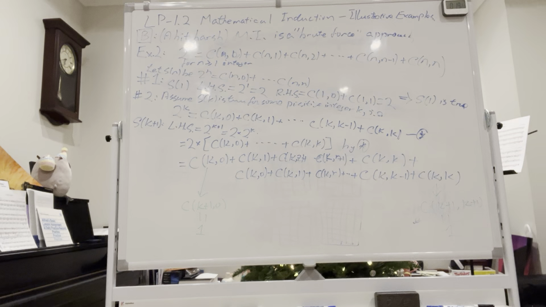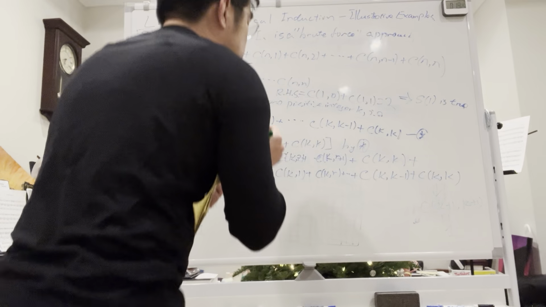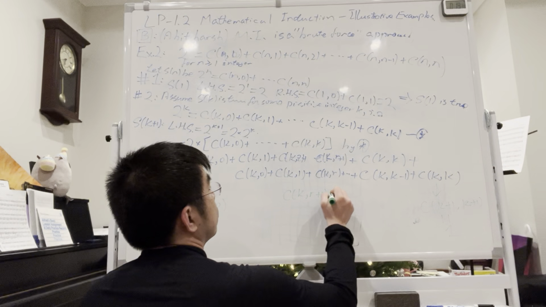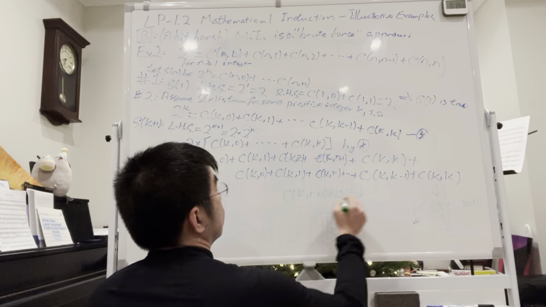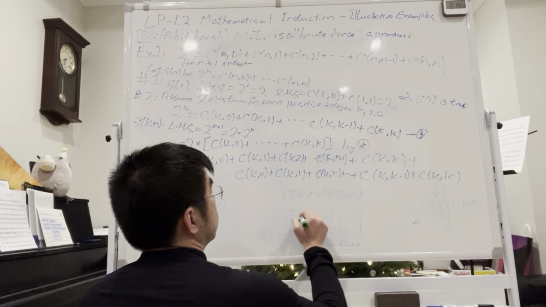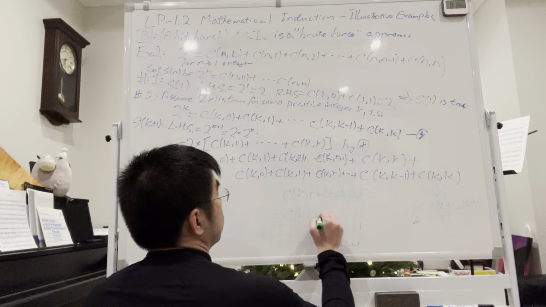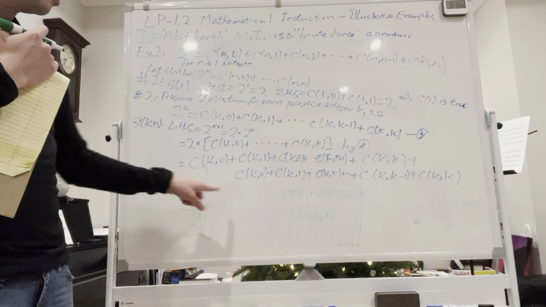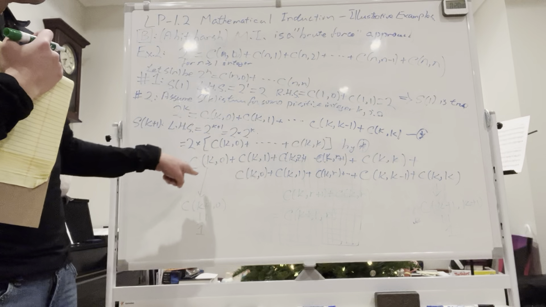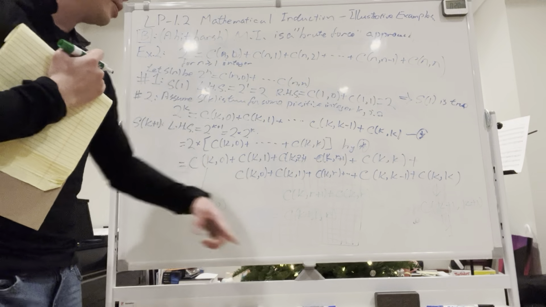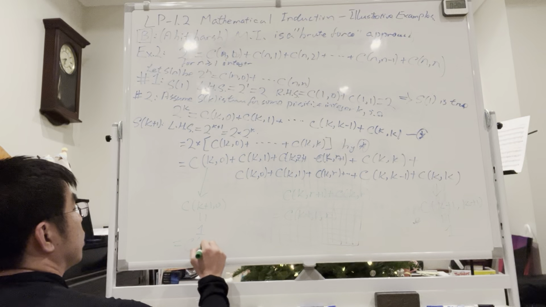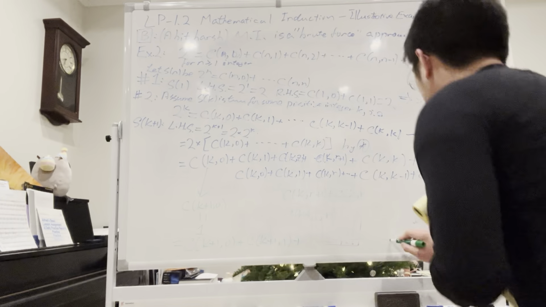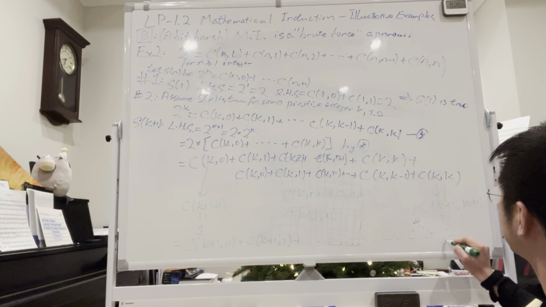Okay. Now the last part is an equation that we did not talk about in class. And I'm going to show it to you. Basically, this plus this, so I need to show you this. But once I show you this, then this part is basically now C(k plus 1, 0), C(k plus 1, 1), and then all the way plus C(k plus 1, k plus 1), which is the right hand side.